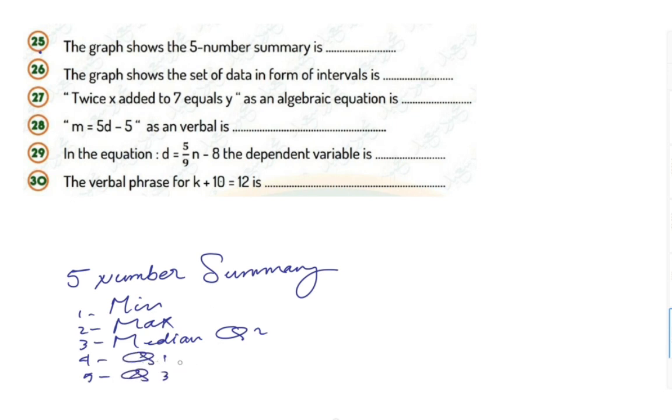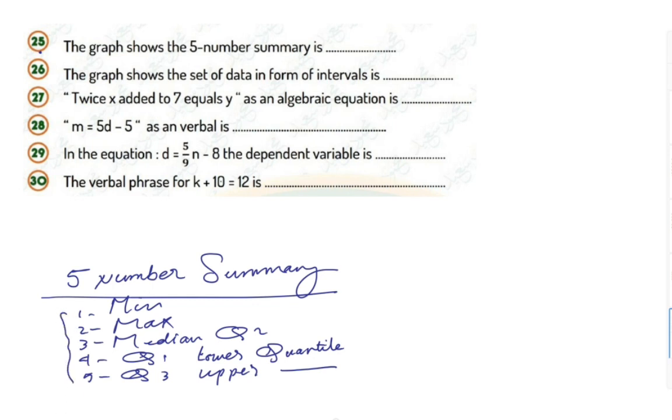We can call Q1 the upper or the lower? Q1 is the lower quartile, and Q3 is the upper quartile. I call these five numbers the summary. Which graph shows this five number summary? Of course, it's the box plot.